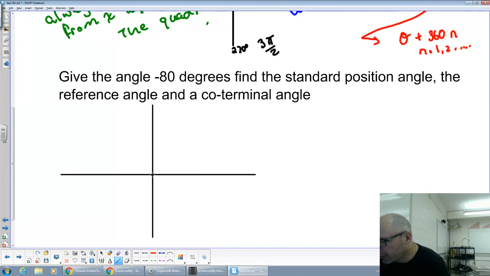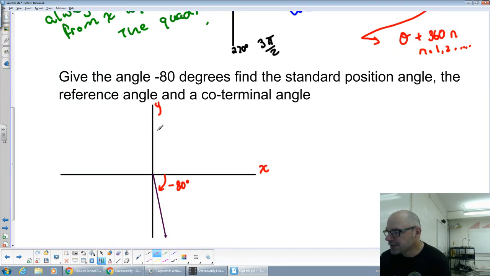Okay, so starting here. We know that this angle right here is negative 80 degrees. This is our initial X and Y. So we can say the reference angle is equal to 80 degrees, because with the X-axis in the fourth quadrant, it's still 80 degrees.